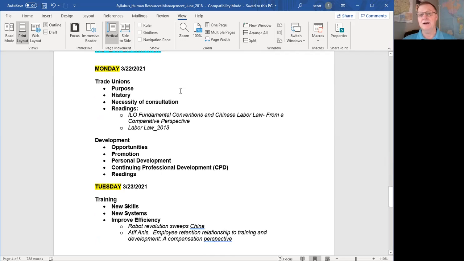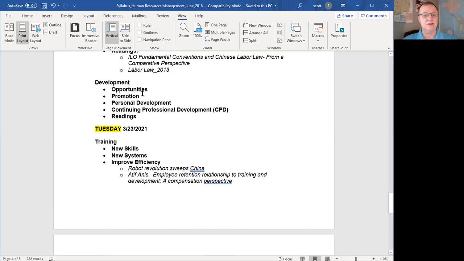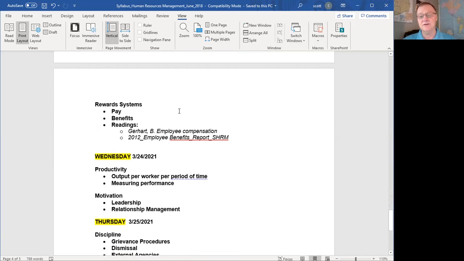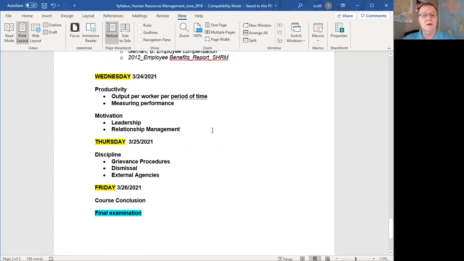Then the following Monday on March 22nd, we'll have a discussion about trade unions and we'll talk about employee development in the organization. On Tuesday, we'll talk about training and training your staff, and we'll look at the reward systems. What is the pay? What are the benefits for working with your organization? On Wednesday, the 24th, we'll talk about productivity and motivation among your employees.